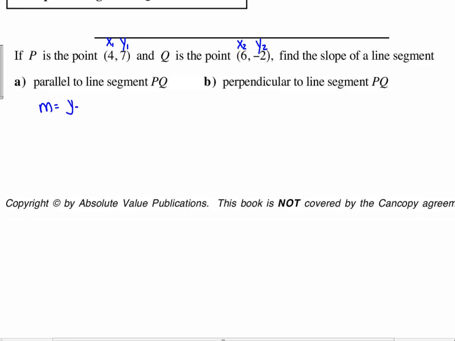Where can I find this formula? On your formula sheet. You do not need to memorize it. It is there. Although you might memorize it. If you write it enough times, you will. Okay, so what's y2? Negative 2, right? Here's y2, minus 7, y1, divided by x2, 6, minus 4.